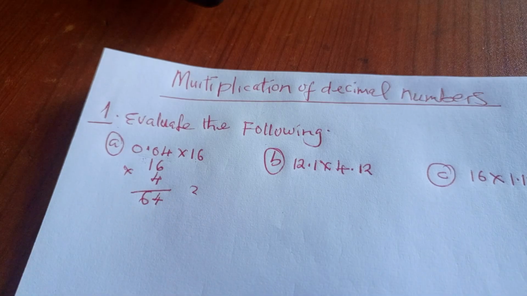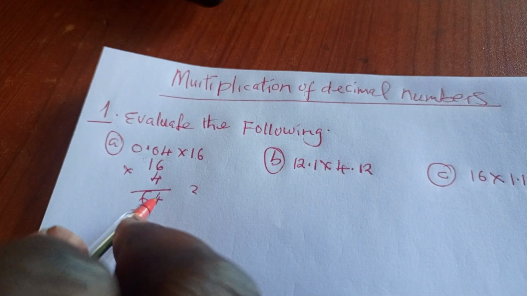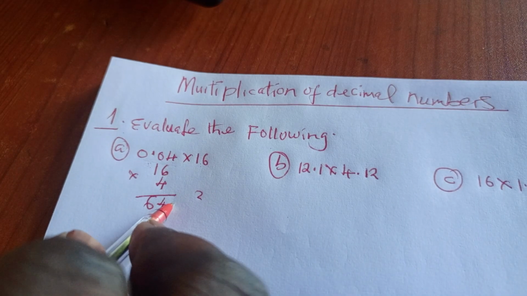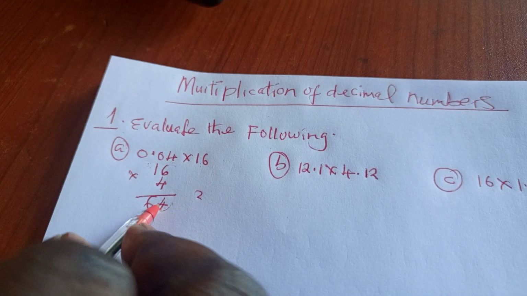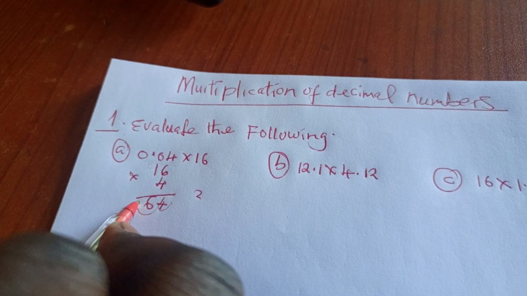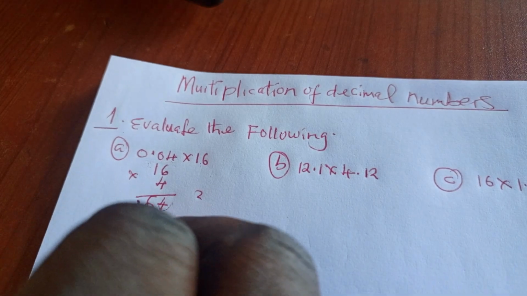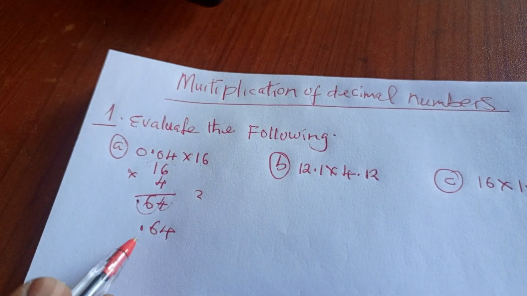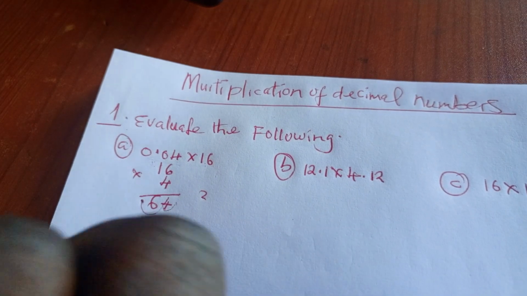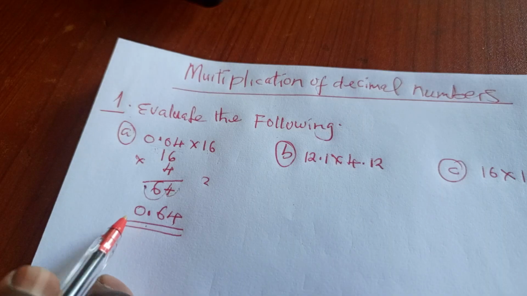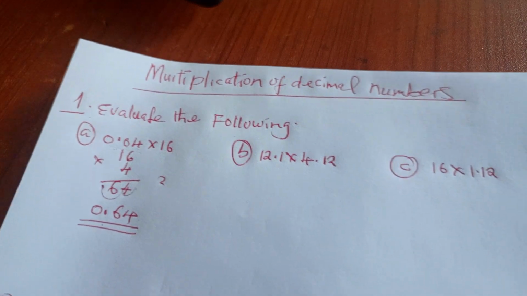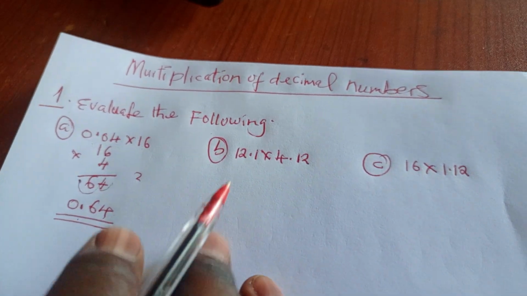So when getting the final answer, you start from this number here and count: 1, then 2, like this. So I put a point here. Since there's a point here, it's .064. So I cannot write it like this, so I'll just improvise and put a 0 here on the left hand side. So the answer is 0.64. Hope it's clear. Then I'll go to part B.